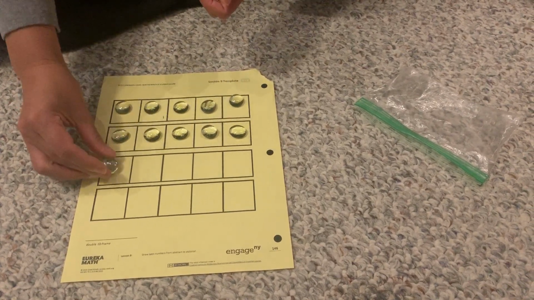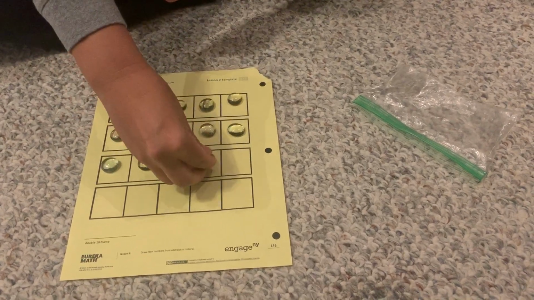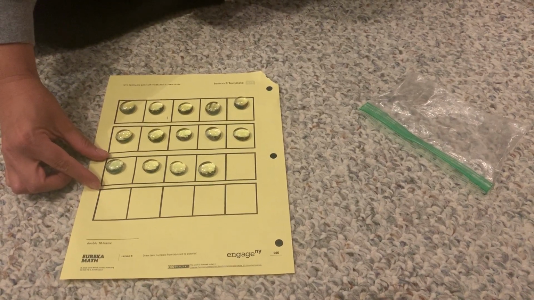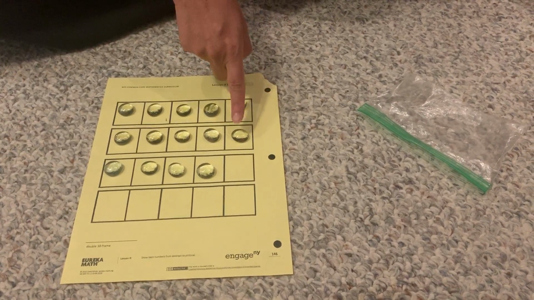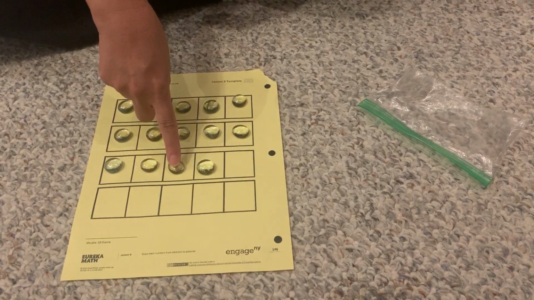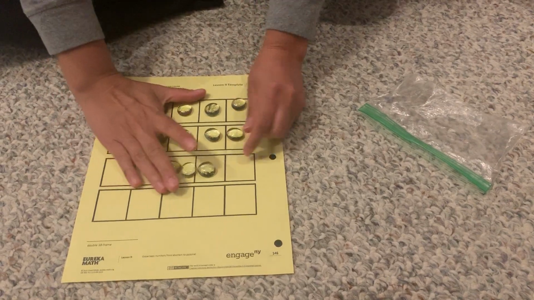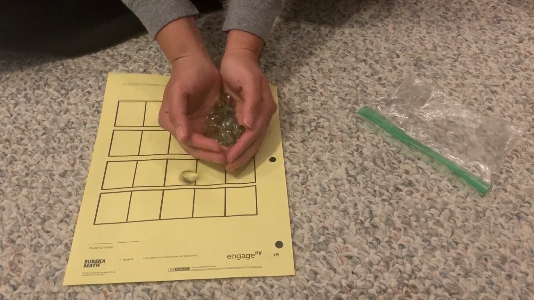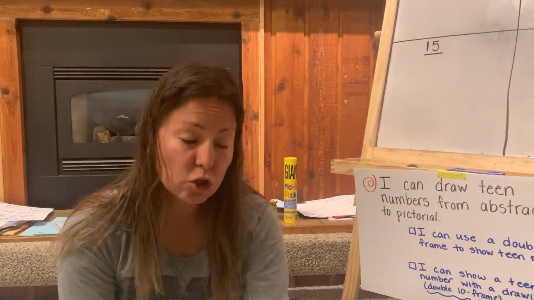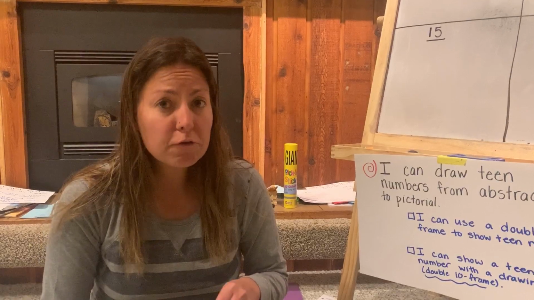All right, I know 14 for me is going to look like 10 and 4 more. Remember, we can always count on if we need to. So 10, 11, 12, 13, 14. All right, awesome, my friends. Okay, so that was our first skill. Remember, abstract means I'm just telling you a number and you have to actually show me what it looks like with materials. So that was our first skill that we did.